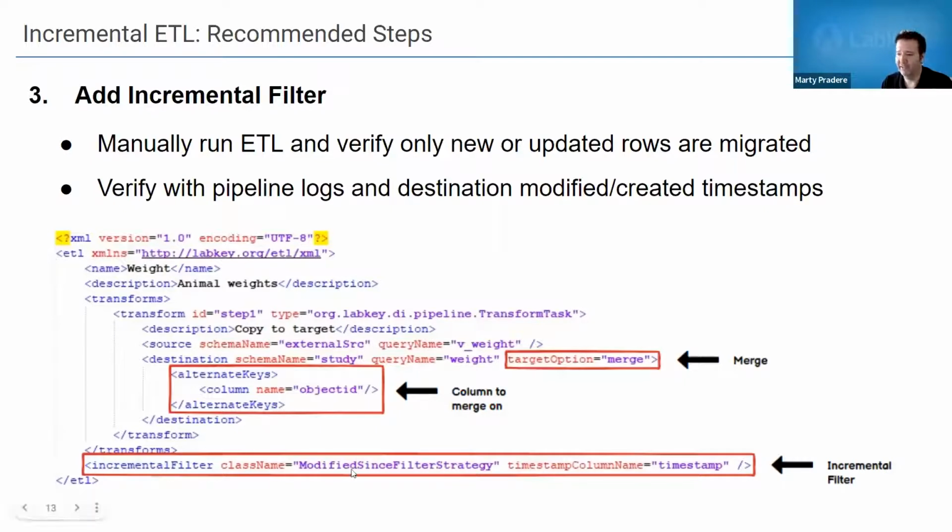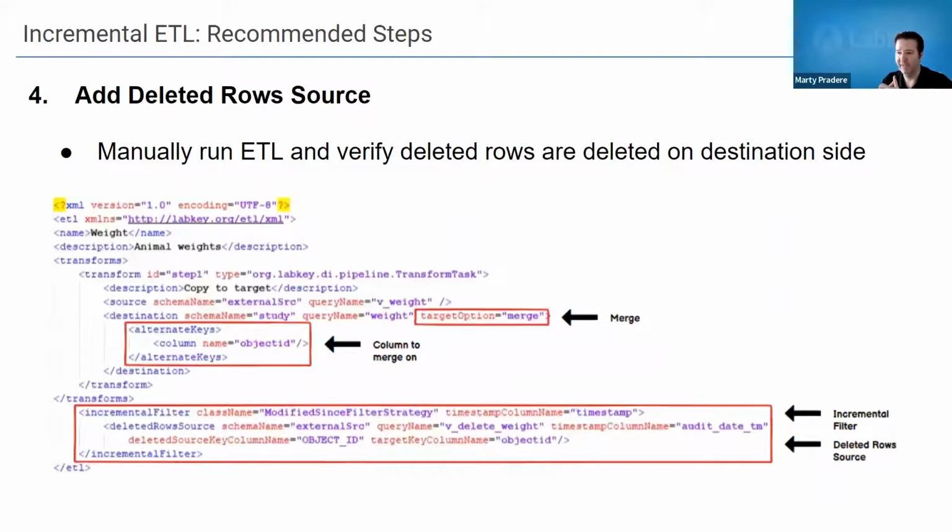Okay, so at this point, then you can test out that your new rows and your updated rows are the only rows that are being brought across via your ETL. You can look at this in the pipeline logs. You can look in your destination, and if you have modified and created timestamps, make sure that the rows you're updating on the source side are the only ones being ETL'd into your destination side. At this point, delete's still not working, so that's one of the final steps.